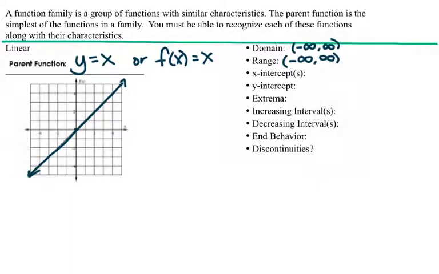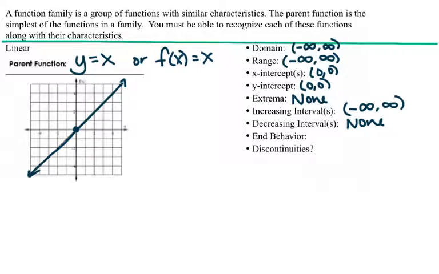Your x-intercept, so it hits the x-axis at 0, 0. Your y-intercept hits the y-axis at 0, 0. It doesn't have any extrema because there's not a maximum or a minimum. It just goes up and up forever and down forever. Okay, so this entire function is increasing. So we would say it's from negative infinity to positive infinity. And because it's always increasing, then you would not have a decreasing interval.